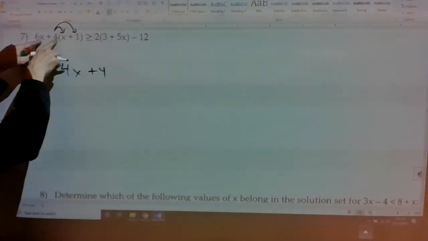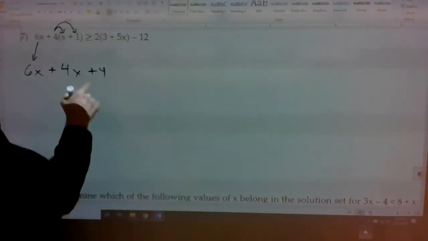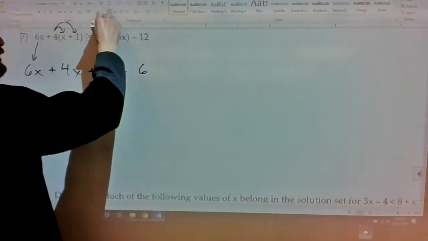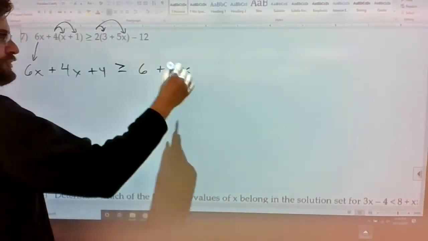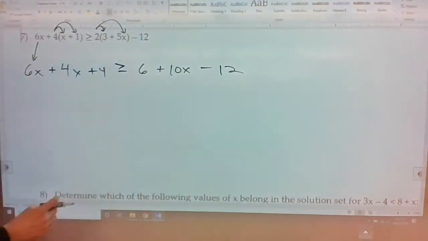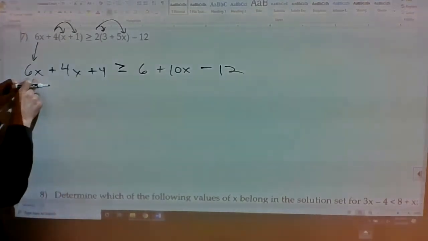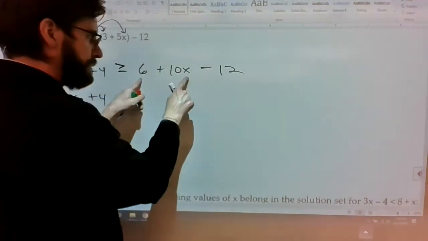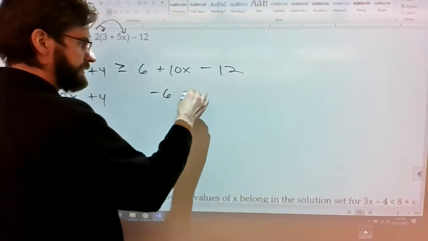Notice we didn't try to combine these two at the very beginning. You get rid of parentheses first, generally. Still greater than or equal to. 2 times 3 is 6. 2 times 5x is 10x. Minus 12. All right, then you combine like terms on the left. 6x plus 4x is 10x. Combine like terms on the right. 6 minus 12 is negative 6.